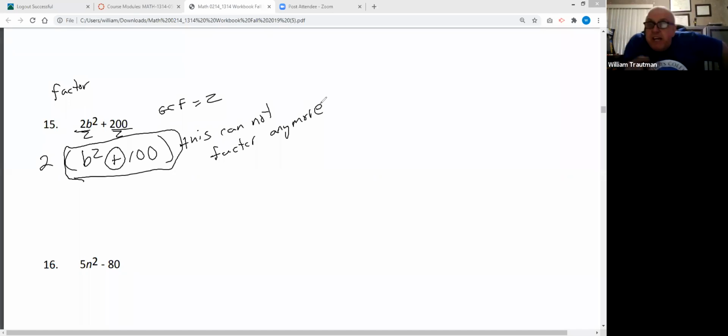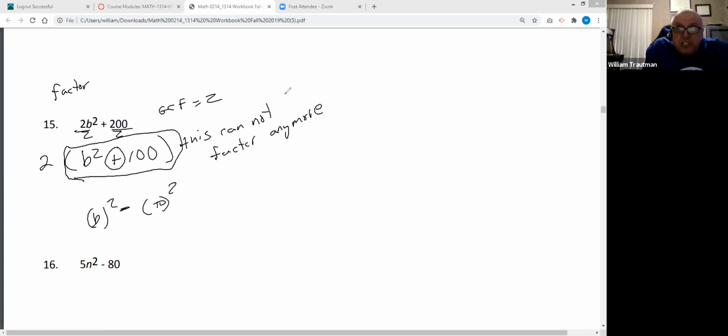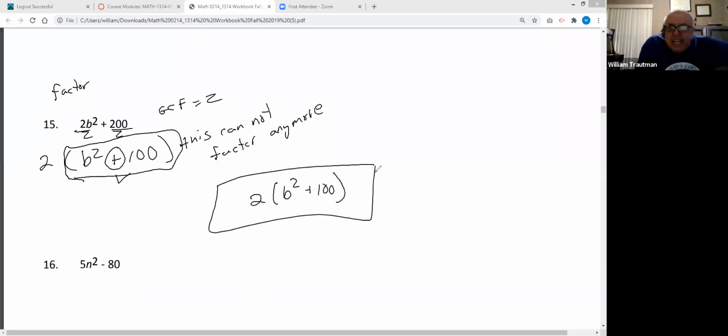The only way you can factor two terms is when there is a subtraction sign between the two terms. I mean, this is something squared, something squared. We have 10 and we have b. But you can only do this with a subtraction. And this problem has a plus. So if it was just this problem, I would call it prime. However, it says factor completely. So the answer, we just factored a 2 out. So this is the answer. That's it, because you cannot factor anymore because of a plus sign.